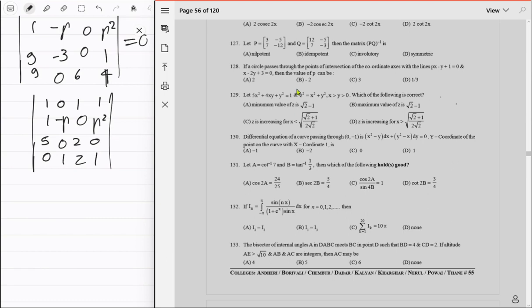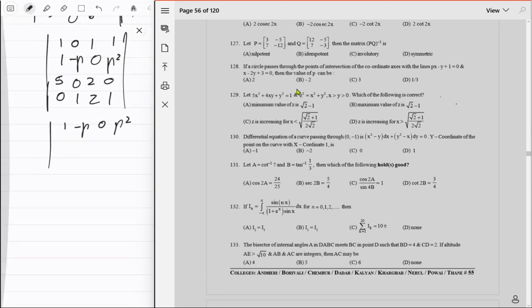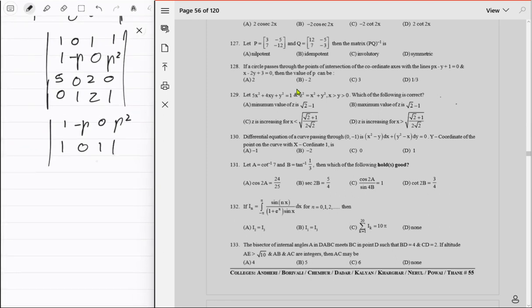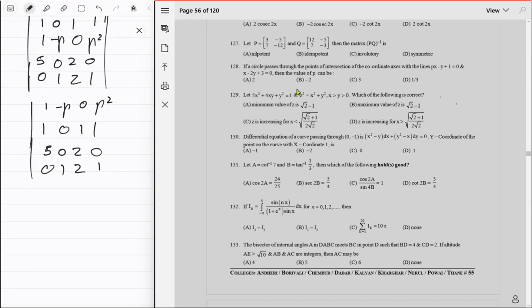अब क्या? I guess this is enough, right? Just start figuring things out. Like 1 -p 0 p square. अरे यार, ये भी गंदे वाले डिटरमिनेंट्स क्यों है? Just 1 0 1 1, then you have this thing 5 0 2 0, then 0 1 2 1, जो भी है.